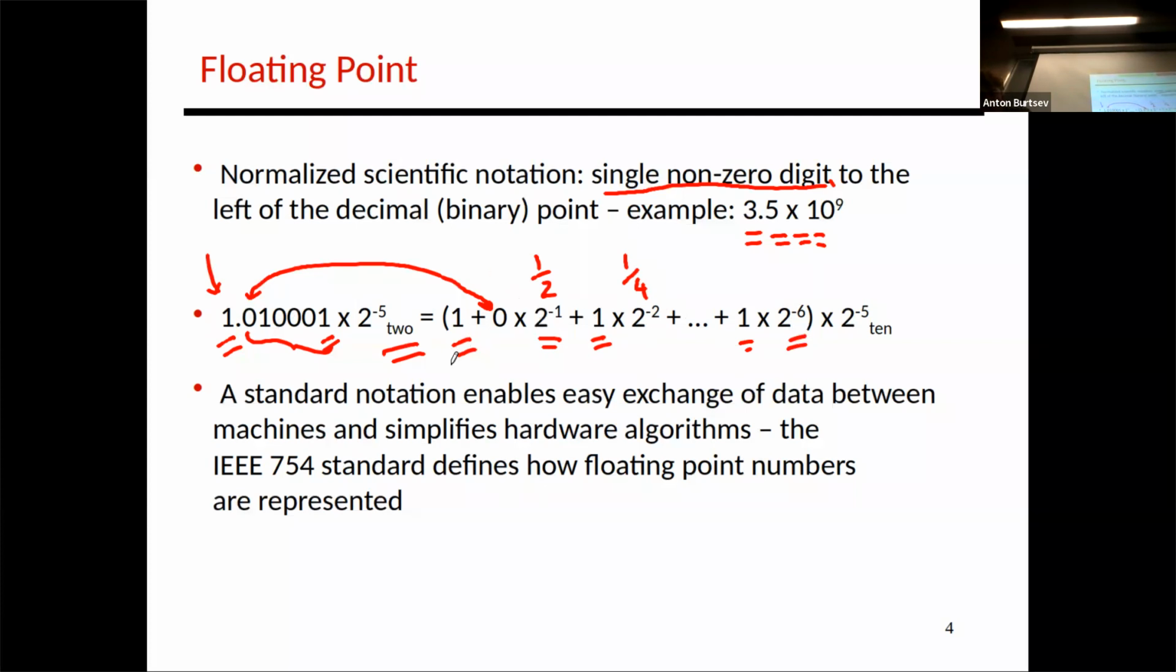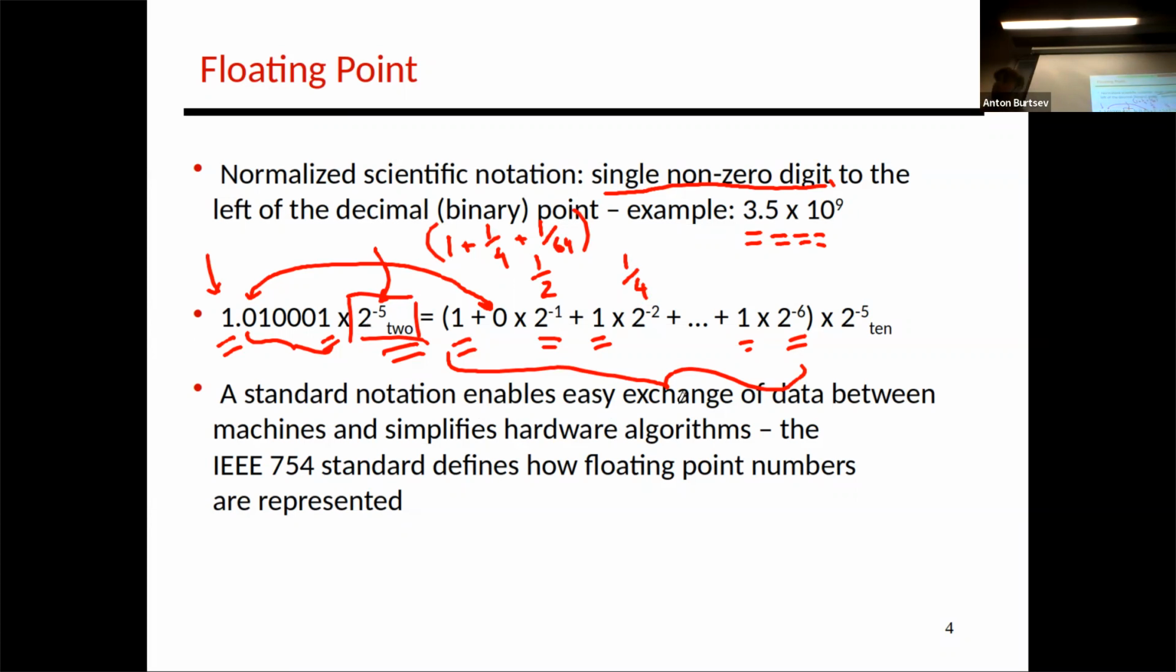And if you add all this, it's like 1 plus 1/4 plus 1/8, 1/16, 1/32, 1/64. You get a number, and then you multiply it by 2 to the power minus 5. And of course, minus 5 will also be represented in a binary form. But again, for simplicity of reasoning, right now I will use the decimal number there.